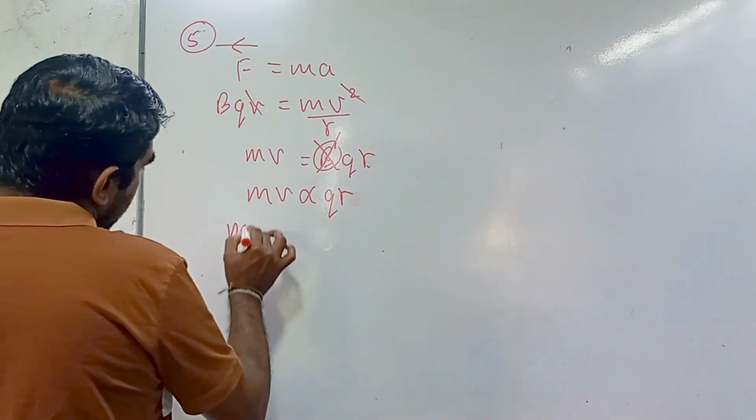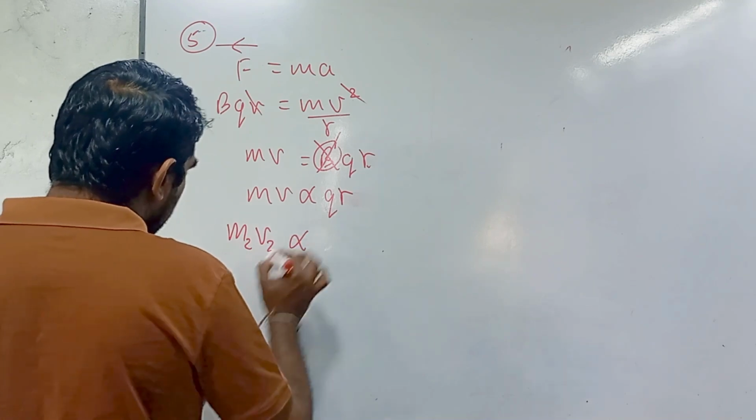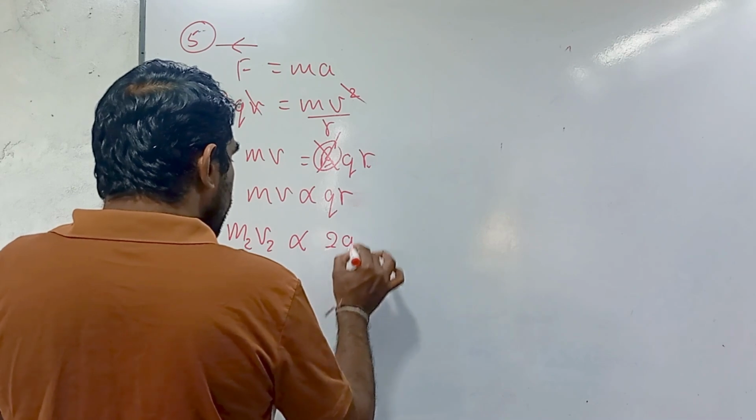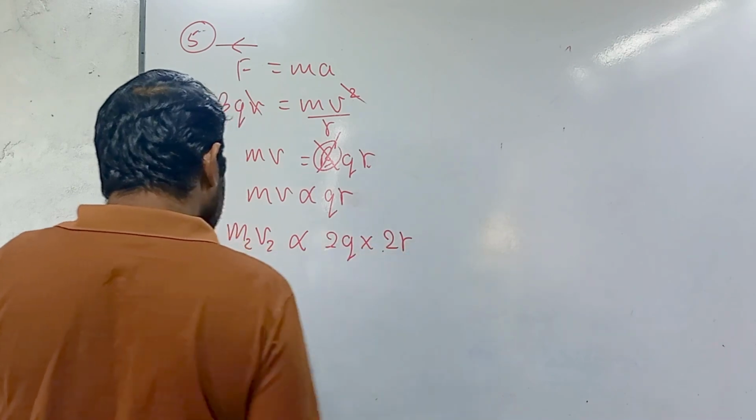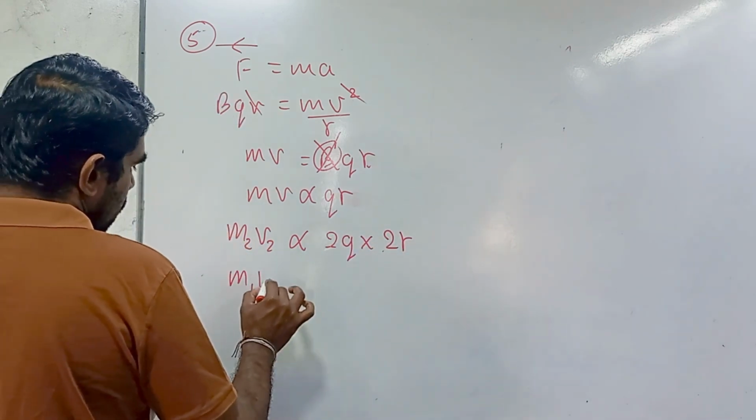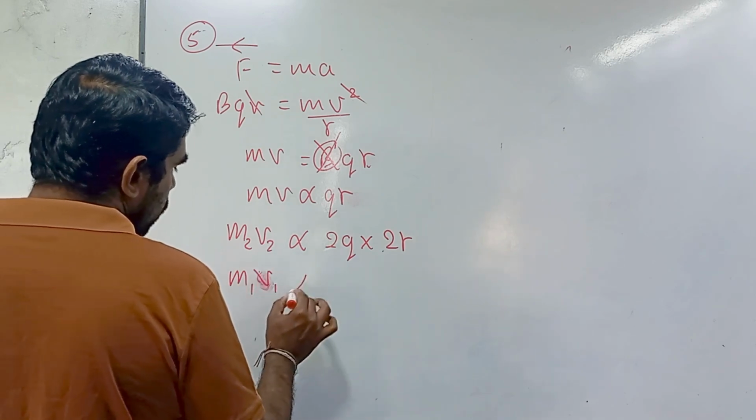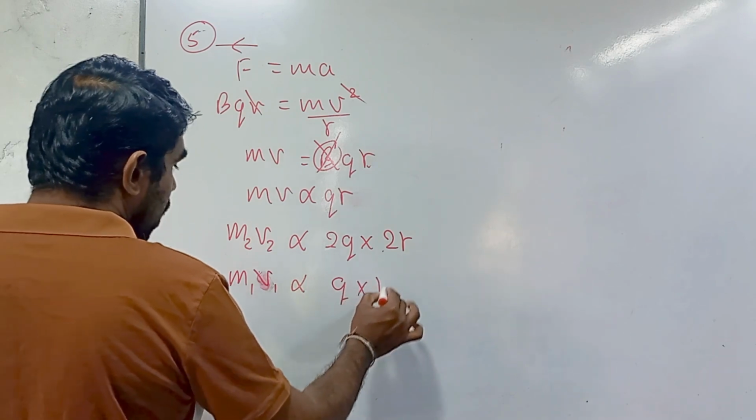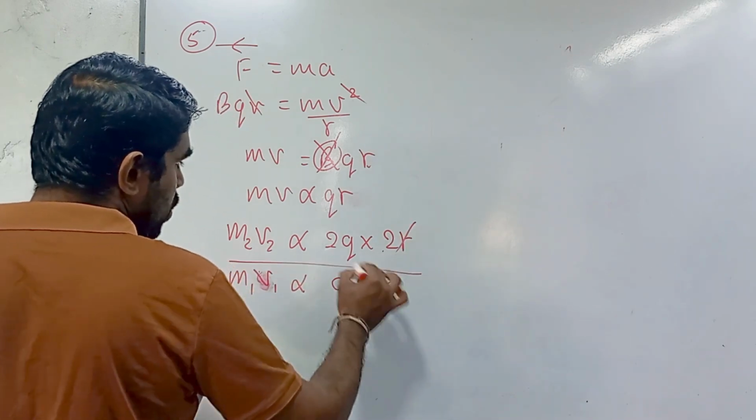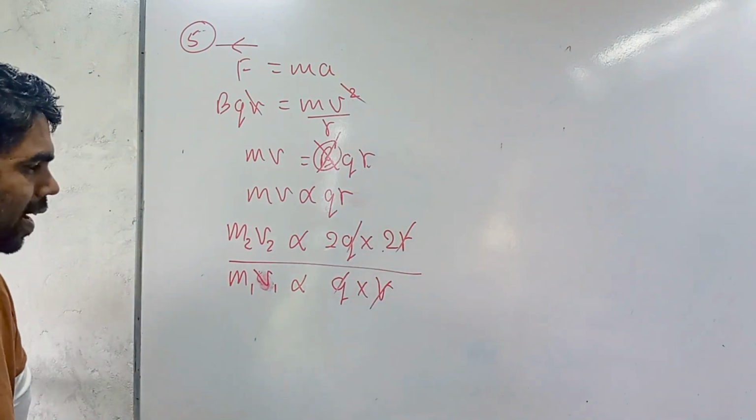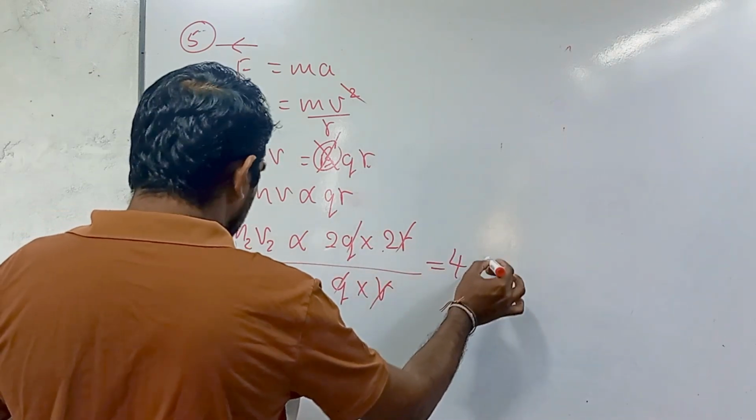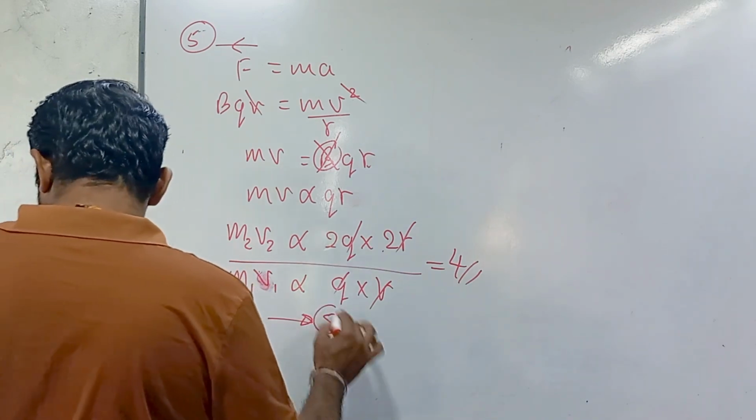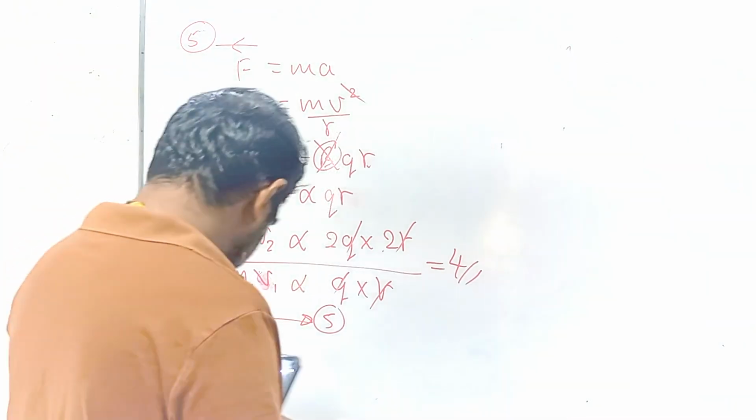Then we can get m2 v2 directly proportional to the charge of particle 2, which is 2q, times radius 2r, and m1 v1 proportional to the charge of particle 1, q, times radius r. Then we can divide both equations and cancel out q and r. We can obtain the answer as 4. Then the fifth one is the correct answer for question number 5.